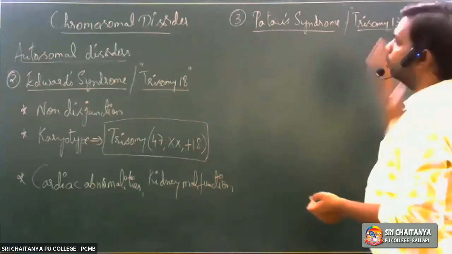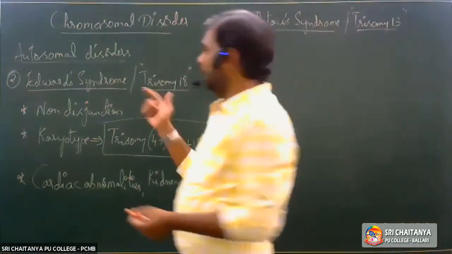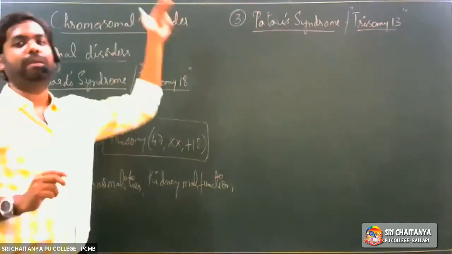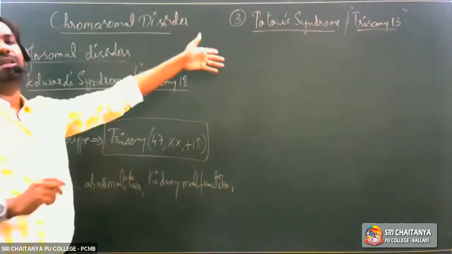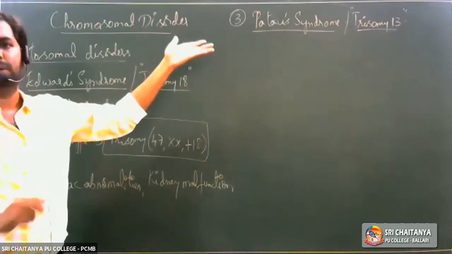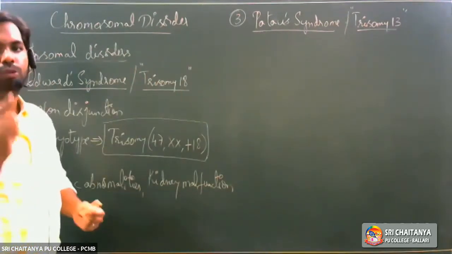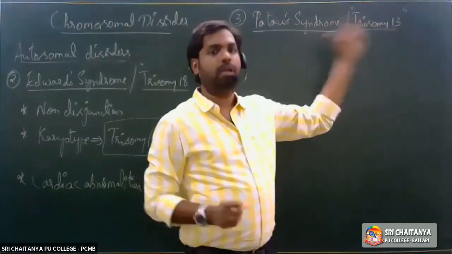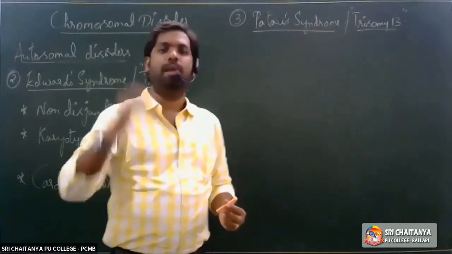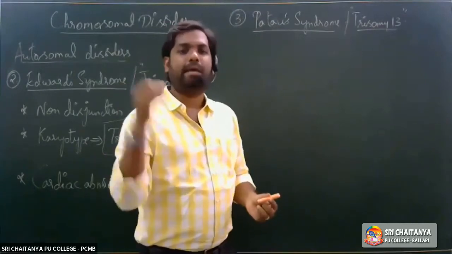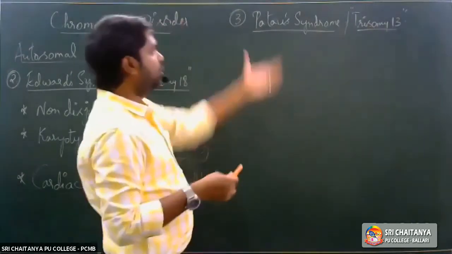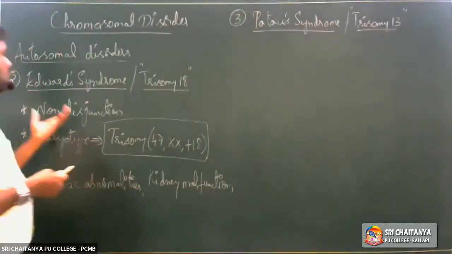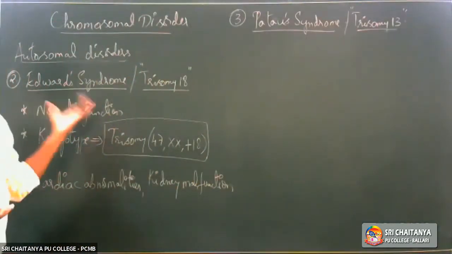So Down syndrome was trisomy 21. Edwards syndrome is trisomy 18 and Patau syndrome is trisomy 13. So what would be the condition here? The same thing we have seen. There is one additional chromosome present on the 13th pair of autosomes, and that condition we call Patau syndrome. The reason is again the same: non-disjunction of chromosomes during gamete formation.